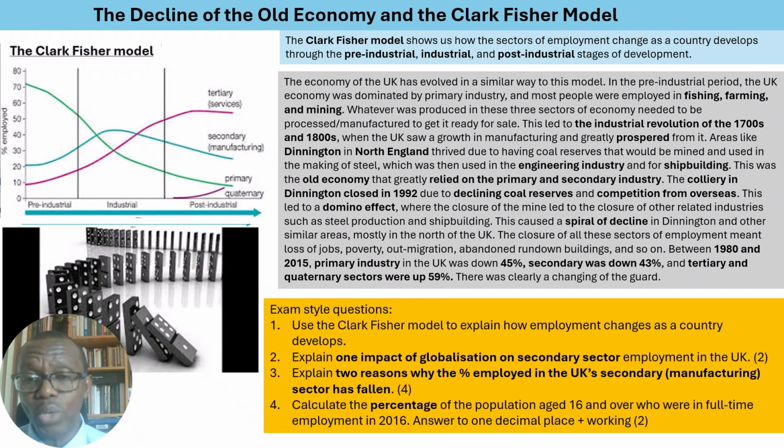And therefore, between 1980 and 2015, the primary industry in the UK was down 45%, so almost half, and the secondary sector was down 43%, again a similar number, and then the tertiary and quaternary sectors were up 59%. Now, clearly, there was a change in the way the UK economy was running, with the primary and secondary sector in decline, and the tertiary and quaternary sectors on the up.